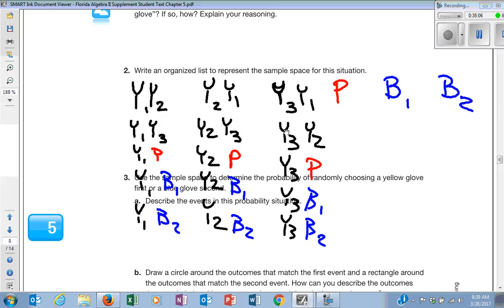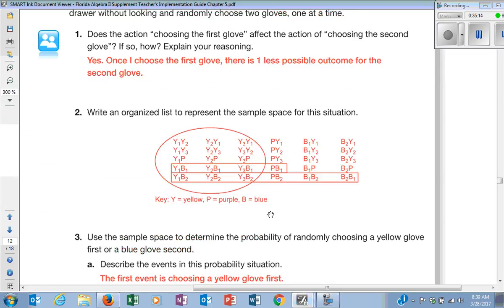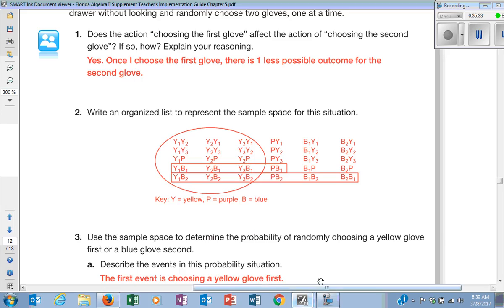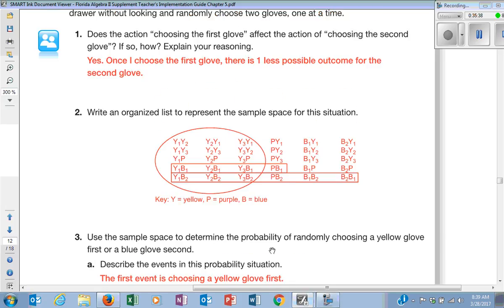So I'm not going to finish it. That's good enough. We're going to go with this guy right here. Boom. Does that make sense? And actually, let's finish it just for us. All right. So then it says, describe the events in this probability situation. So if we look at this, describe the events. Use the sample space to determine the probability of randomly choosing a yellow glove first or a blue glove second.